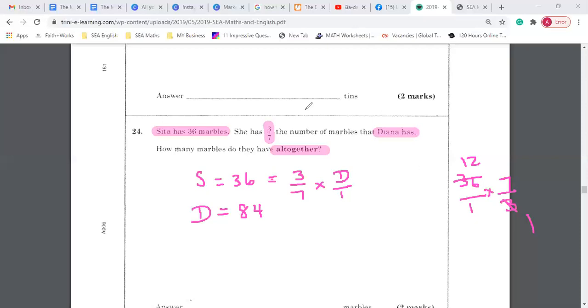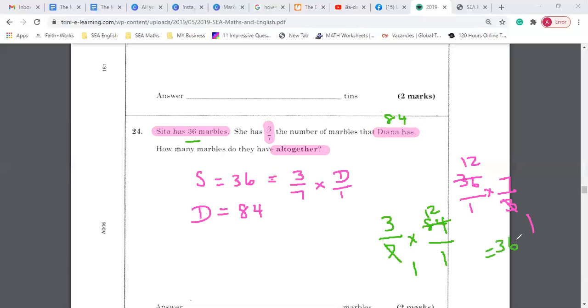Now, if you get a number and you're not sure, you can always double check. Right? If we were to come back again and say 3/7, because Sita has 3/7 the number of marbles that Diane has. So if it's 84 marbles, let's see if 3/7 of 84 is going to give us back 36 marbles. Let's see if that works. All right, always double check your answer. 7 into 7 is 1. 7 into 84 is 12. 12 multiplied by 3 will give us 36.